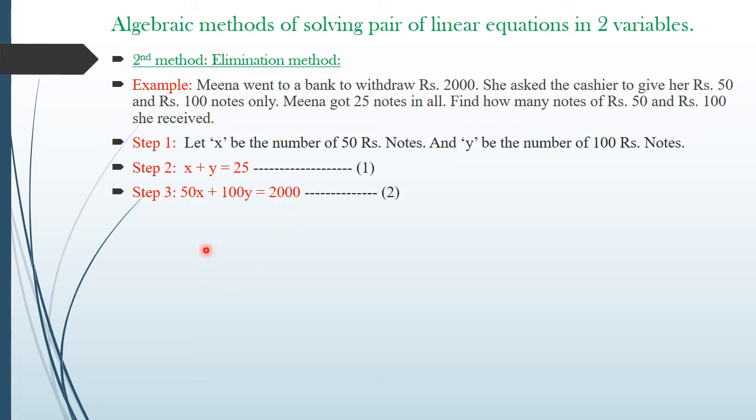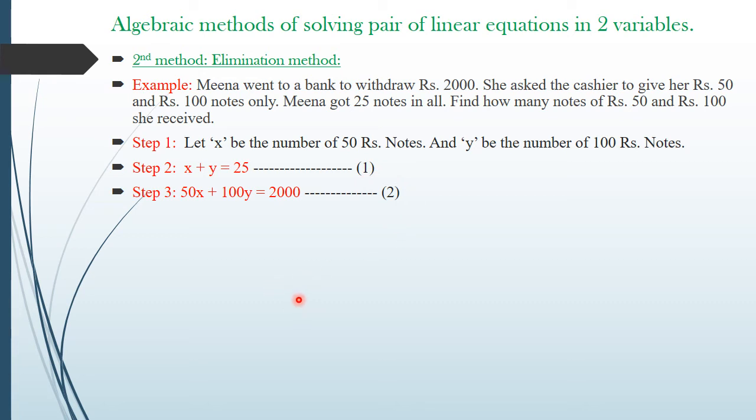Now we know that the total is rupees 2000. 50 rupees multiplied by the number of 50 rupees notes plus 100 rupees multiplied by the number of 100 rupees notes is going to give me a total of 2000 rupees. So this I can represent as the second equation.